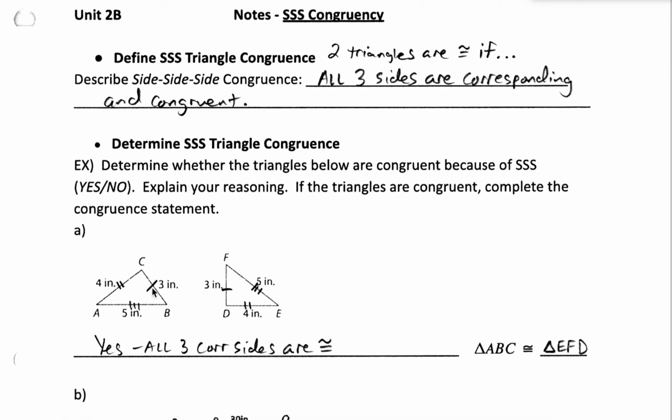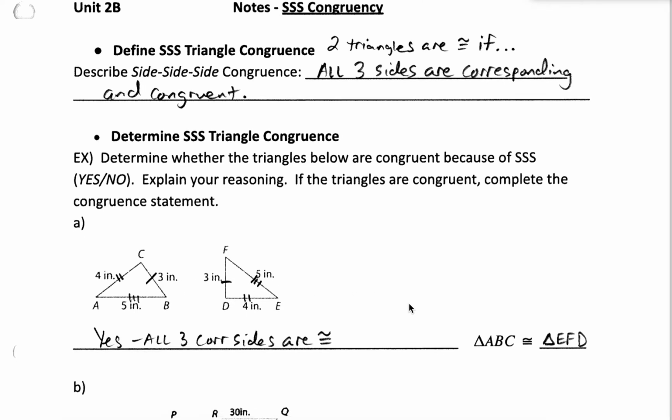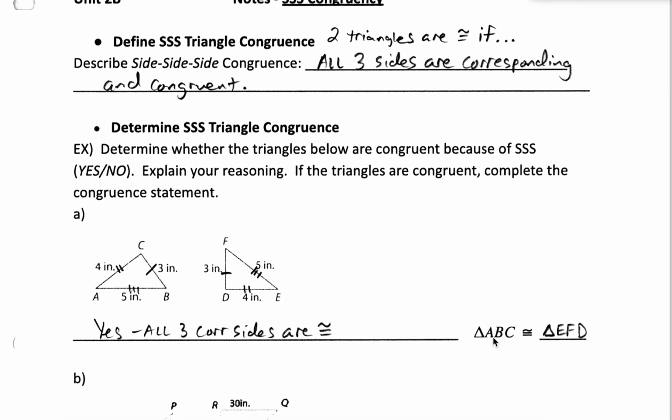If you're given measures, that's pretty easy. Just match your measures. We have 2 sides that are 3 inches, a pair of sides that are 4 inches, and the last 2 sides are both 5 inches. So all 3 sides are congruent and corresponding. So these 2 triangles are definitely congruent. And we can complete the congruency statement.